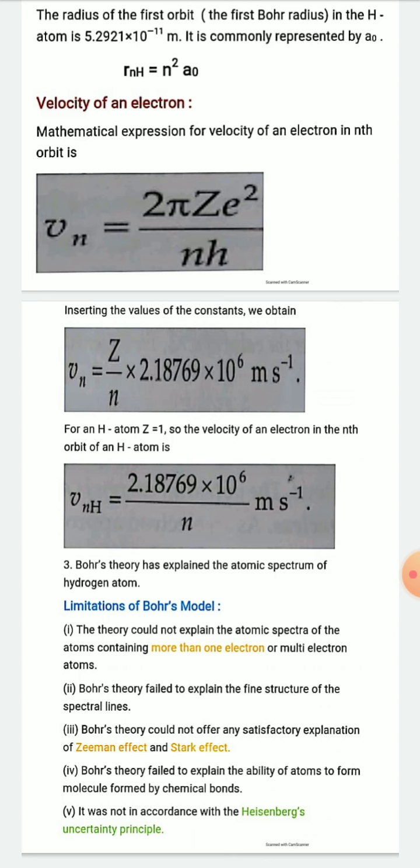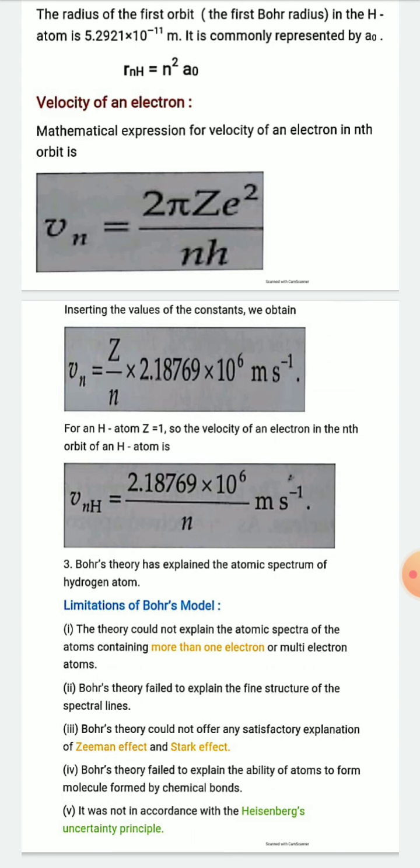And the third achievement of Bohr's atomic model, now one point I have left, is that for hydrogen atom you have to put the value of Z is equal to 1. So for hydrogen atom, the velocity of an electron in the nth orbit becomes v_n for H is equal to 2.18769 into 10 to the 6 divided by n meter per second. And for hydrogen atom we have to put Z is equal to 1.